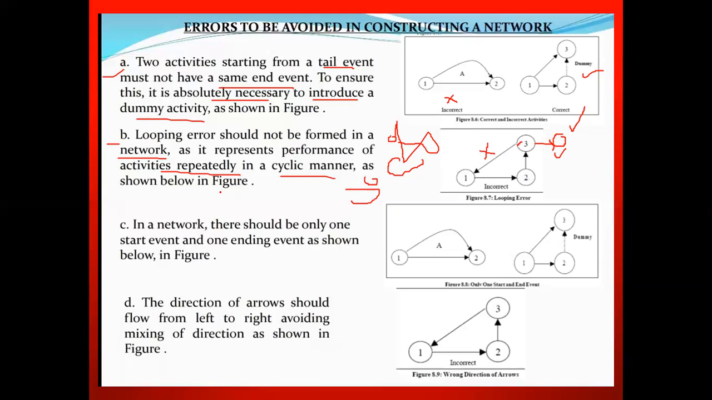Okay, next, what is the third point? In a network there should be only one starting event and one ending event. Okay, one starting event undali, one ending event undali, as shown in the figure. So see here, starting event, ending event, right? The direction of the arrow should flow from left to right, avoiding the mixing of direction as shown in the figure. So direction of the arrow undali left nunchi right hand side ku undali.